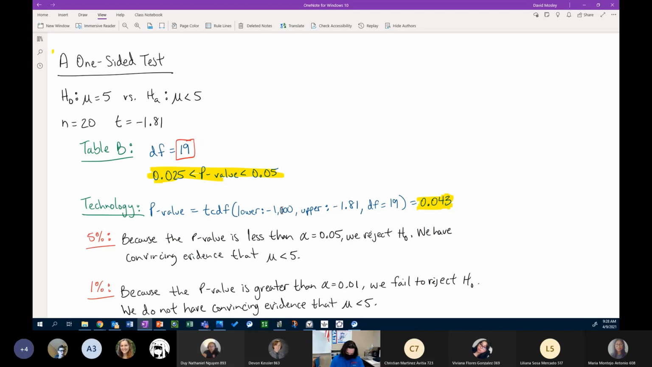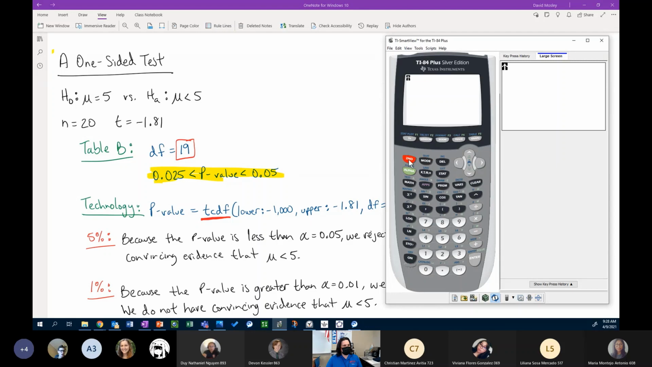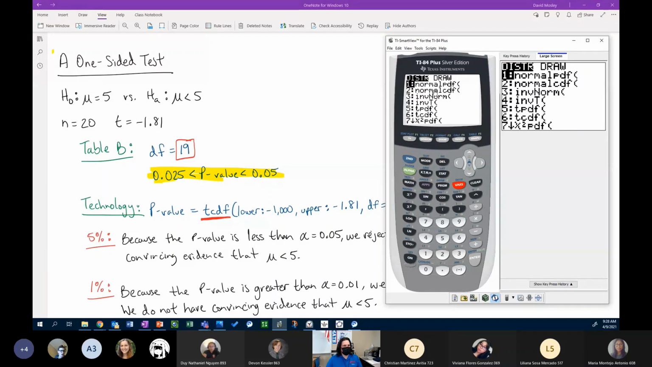We can also use technology, and we can use our tcdf function, which you find in the TI-84 not under stat, but under distribution. So if we go second and hit this button that says vars, right above it says distr, distribution. That gives us this menu of options. We're going to use the tcdf option. That is a t distribution, sorry.